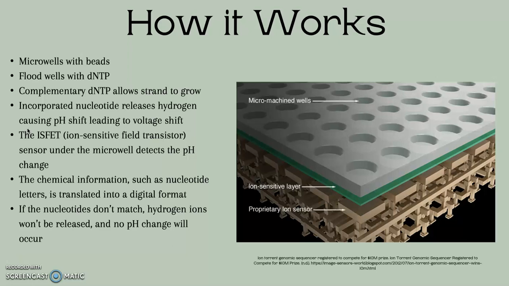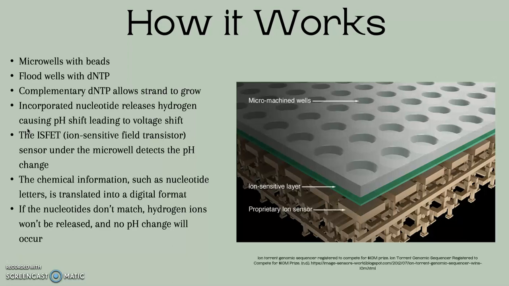How does the ion torrent sequencing system work? The ion torrent has microwells, and each microwell has a template DNA strand containing beads with nucleotides. It is one bead for one nucleotide. Those nucleotides are A, C, G, and T. Once each well has a bead, they are flooded with dNTPs. If that dNTP is complementary to the nucleotide on the bead in the well, from the template, it is then incorporated. Once incorporated, the complementary strand will grow.